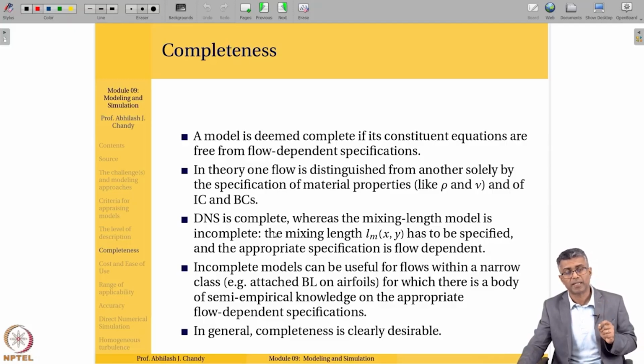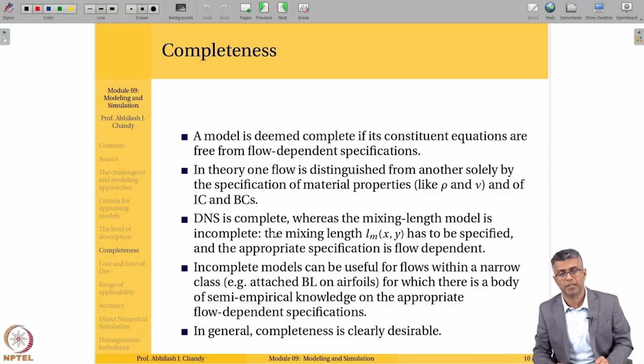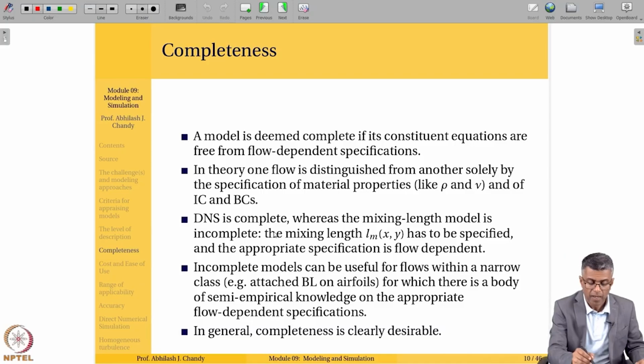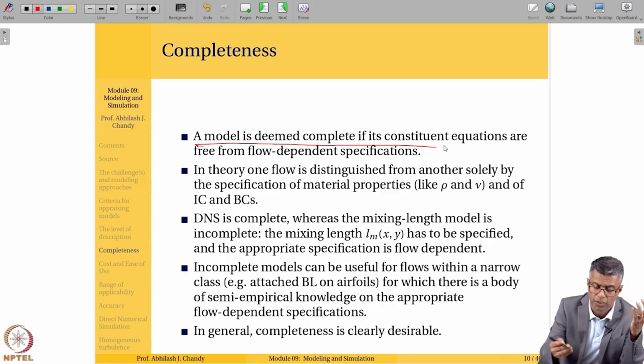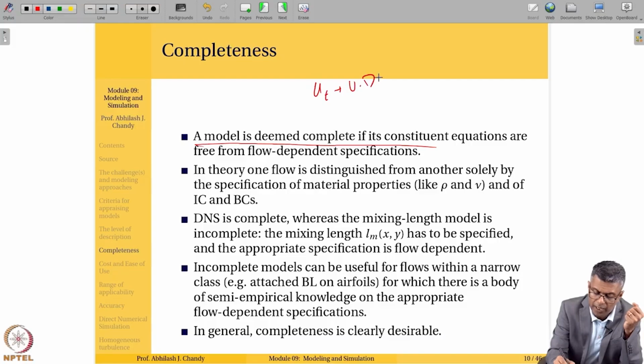The next criterion is related to completeness. What does completeness mean? A model is deemed complete if its constituent equations are free from flow-dependent specifications. So you have your Navier-Stokes equations. To describe this, I'm going to write it out. I have u_t plus u dot del u, and again all of these are vectors, is equal to minus 1 over rho del p plus nu del squared u.